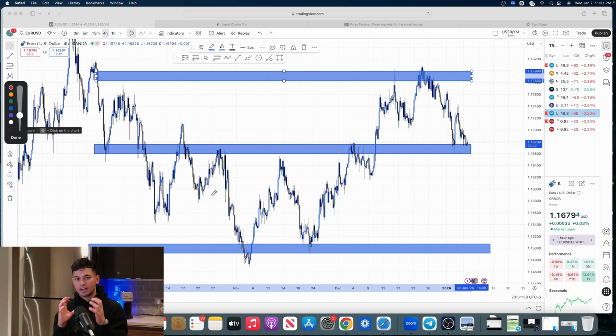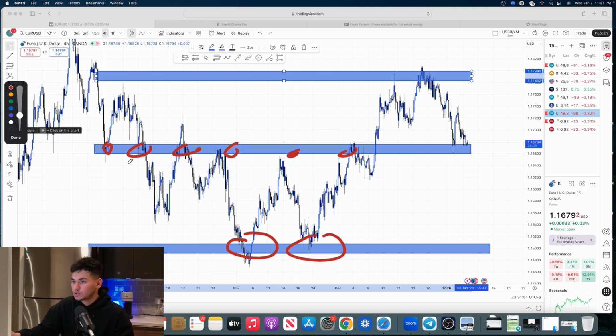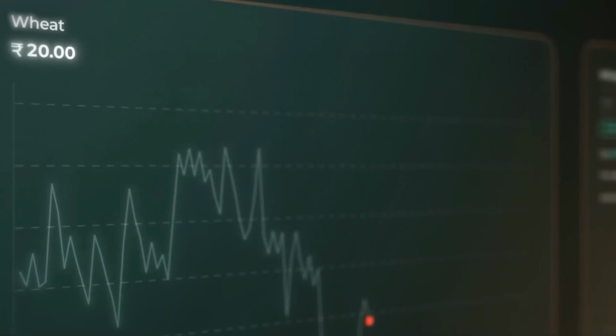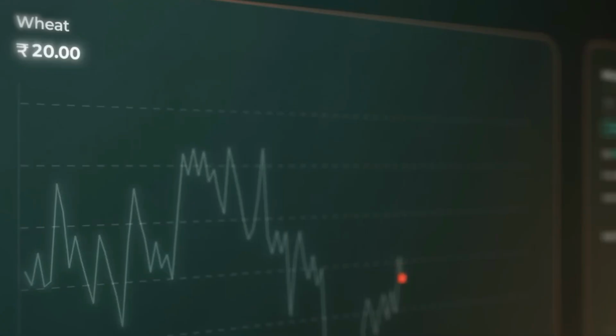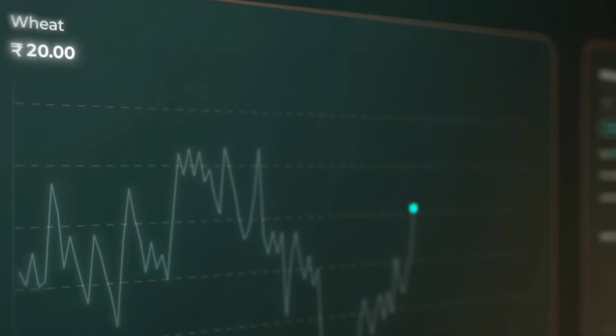I want you to think about it. The price action of the market is actually just doing that. This is support because price is respecting this area. This is resistance because price is respecting this area, because every time it touches resistance, price comes back down, and every time it touches support, it comes back up. But what happens when we break above support or resistance?